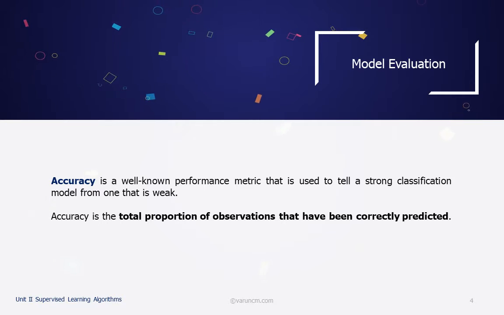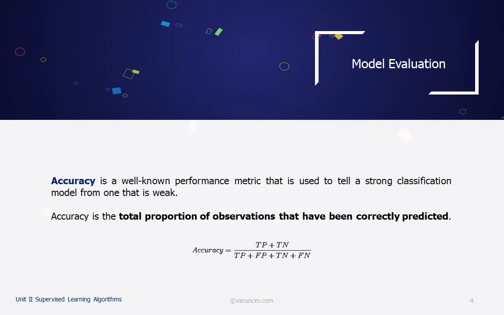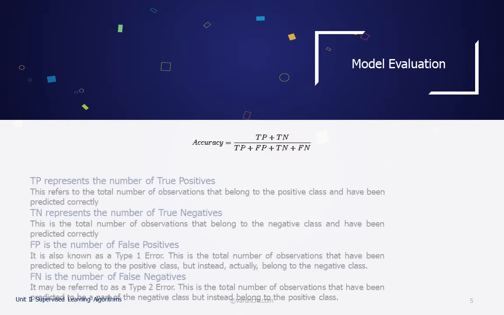So how can we measure this accuracy? For that there is a formula: accuracy equals TP plus TN divided by TP plus FP plus TN plus FN. So what are TP, TN and the rest? We can see them one by one.